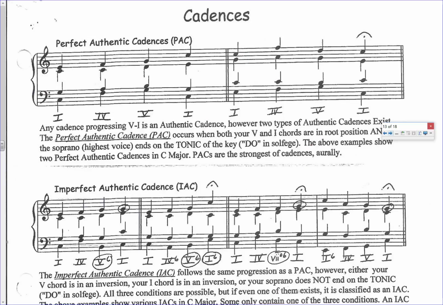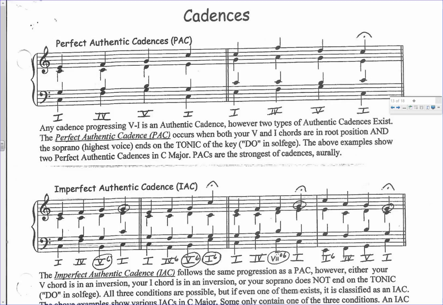Okay, another review of cadences. We have 2 examples of perfect authentic cadences at the top. Any cadence progressing 5 to 1 is an authentic cadence, but 2 types of authentic cadences exist. There's the perfect authentic cadence, which occurs when both your 5 and 1 chords are in root position and the soprano ends on the tonic of the key, which is do in solfege. The above examples show 2 perfect authentic cadences in C major, and perfect authentic cadences are the strongest of cadences, aurally. Let's listen to the first perfect authentic cadence.